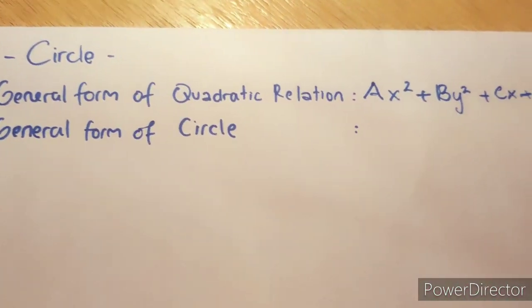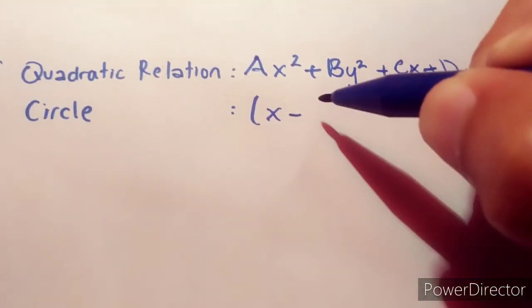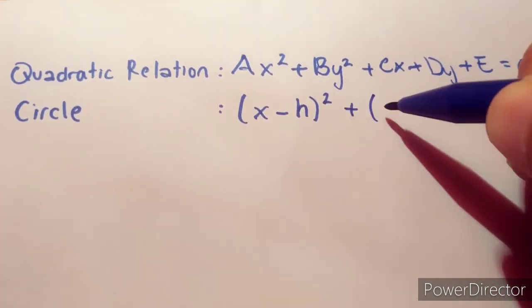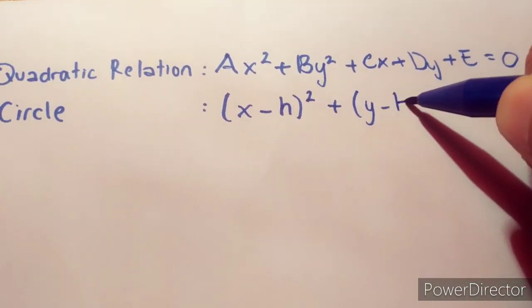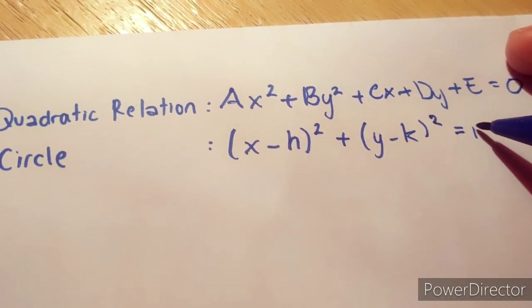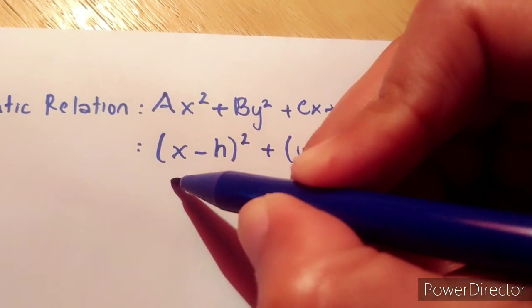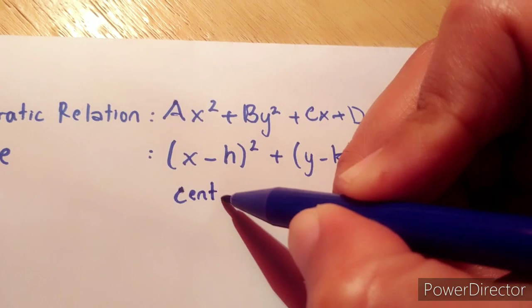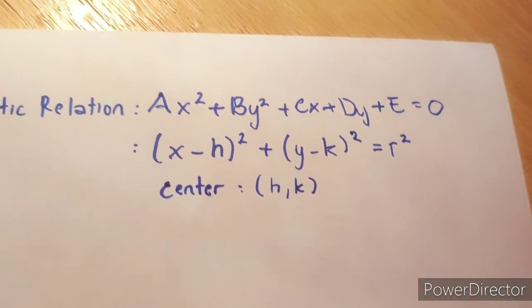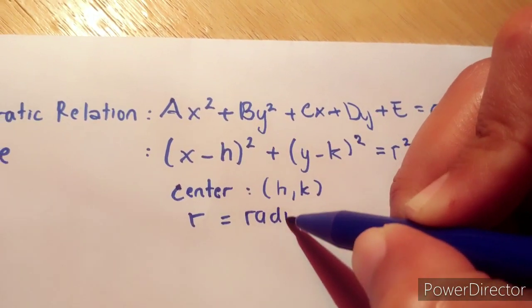So the general form of your circle will be x minus h, squared, plus y minus k, squared, equals r squared. The coordinate of your center will be h comma k, and r is the radius of your circle.